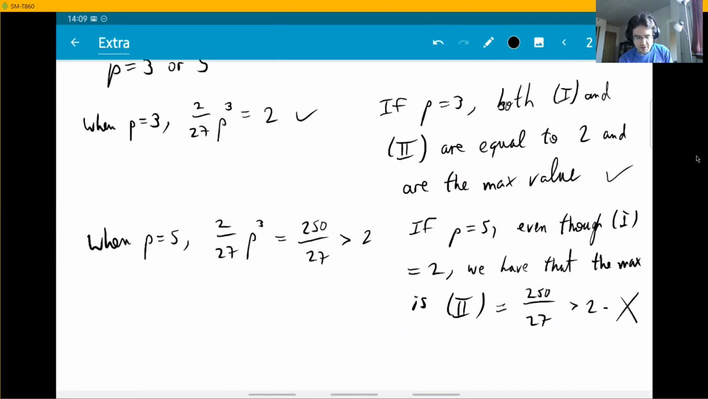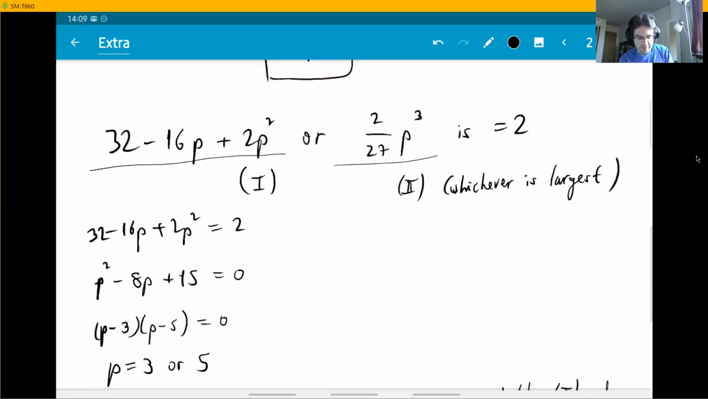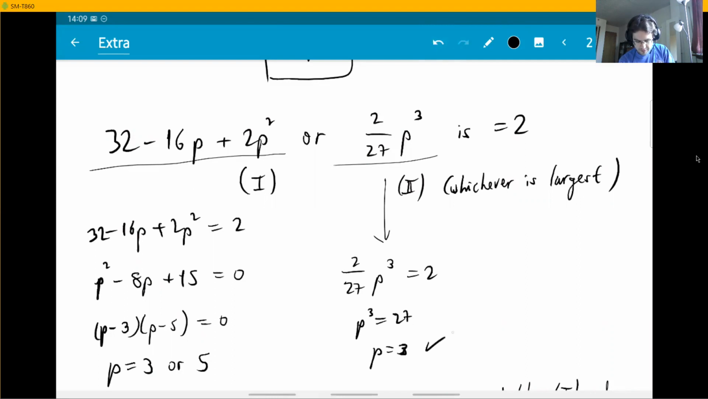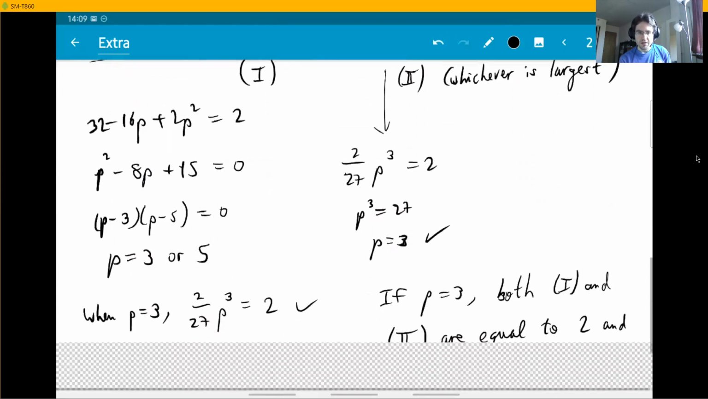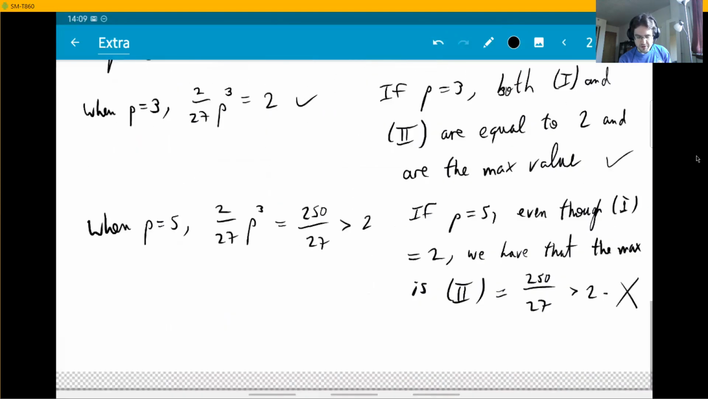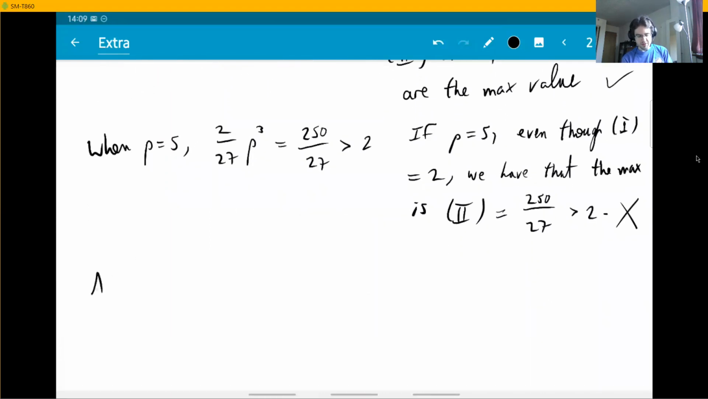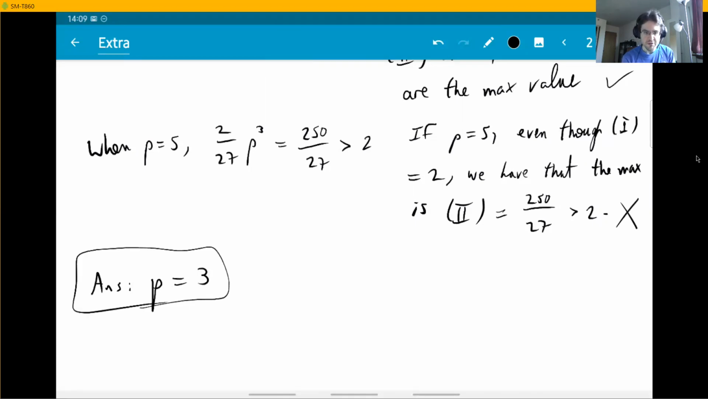So all of this was the analysis of what happens when the first expression is 2. Technically, we also need to do it for the second now, but that's very easy. What happens if this one is equal to 2? For what values of p can that happen? It's actually just going to be 1, and we already found that in here. So yeah, solve this equation. P cubed equals 27, p equals 3. So we already know this is okay. So that's your answer here. The only possible answer, p equals 3. That's the one for which the max is equal to 2.